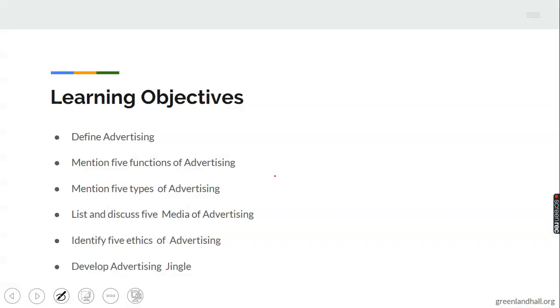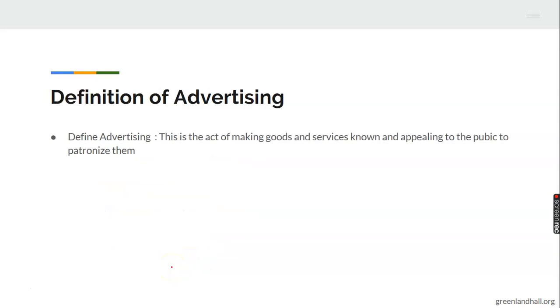Before we go ahead and look at this topic, let us quickly run through the learning objectives. The first one is that you should be able to define advertising. Two, you should be able to mention 5 functions of advertising. Three, you should be able to mention 5 types of advertising. Number 4, you have to list and discuss 5 media of advertising. Five, you should be able to identify 5 ethics of advertising. And number 6, you should be able to develop or identify an advertising jingle.